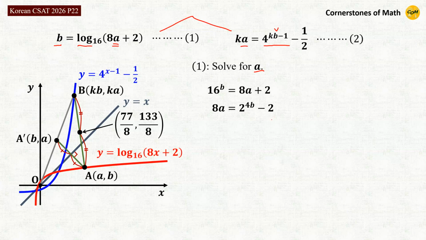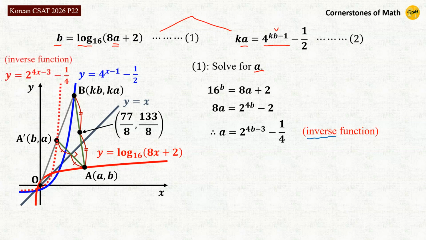And if we divide by 8, we obtain a equals 2 to the power of 4b minus 3, then minus 1/4. Meanwhile, some of you may have realized that solving a for b is the same process as obtaining the inverse of a function. That is, the inverse of the given logarithmic function is y equals 2 to the power of 4x minus 3 minus 1 over 4.